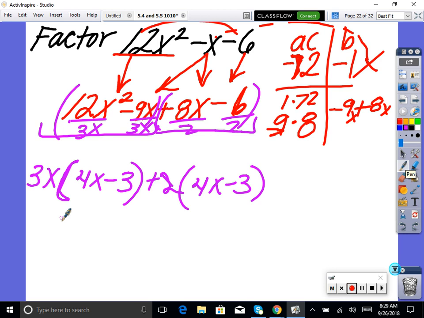Okay, so we pull out 4x minus 3. And then left is 3x plus 2.